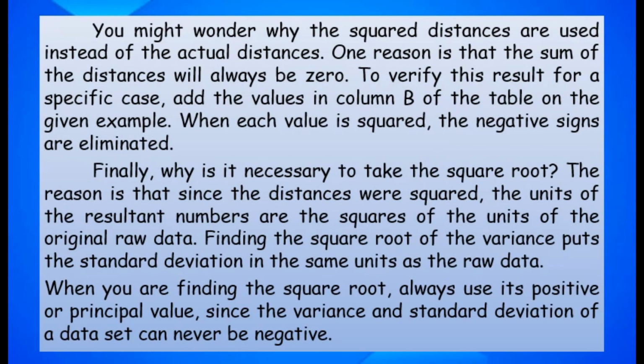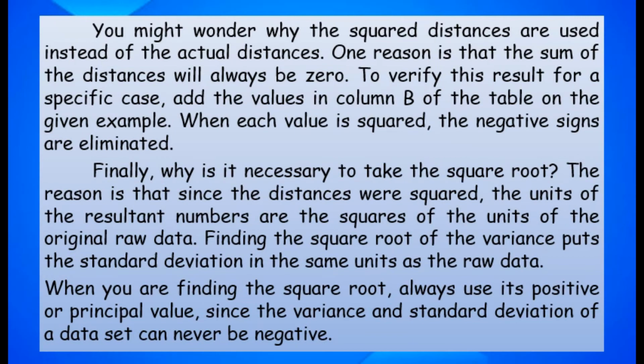You might wonder why the squared distances are used instead of the actual distances. One reason is that the sum of the distances will always be 0. To verify this result for a specific case, add the values in column B of the table in the given example. When each value is squared, the negative signs are eliminated.